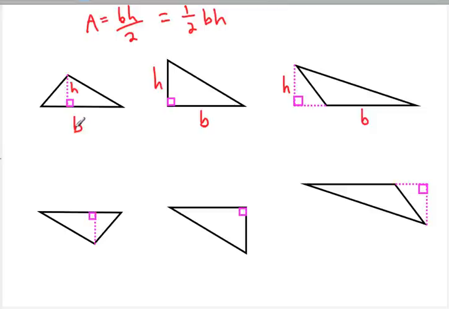Notice that the height always has to come 90 degrees off the base. It's pretty simple to see here. The base is on the bottom, the height goes up from there.